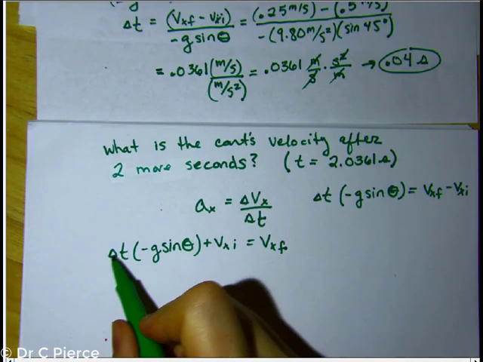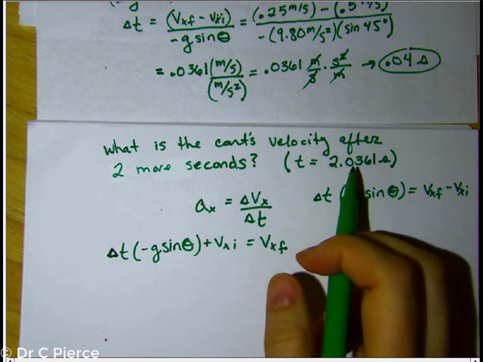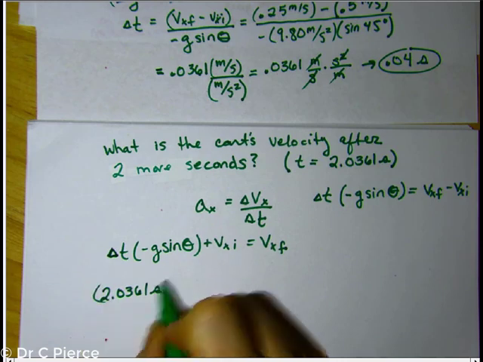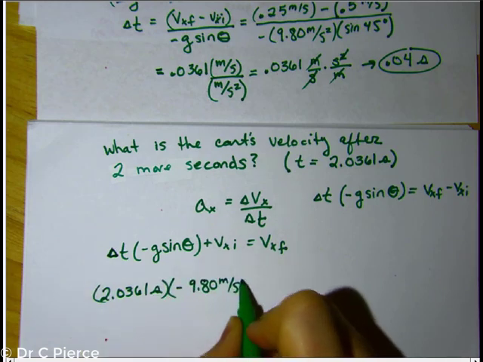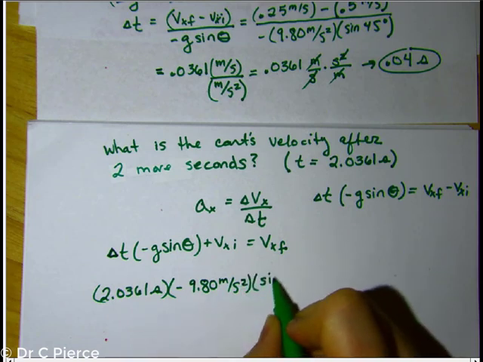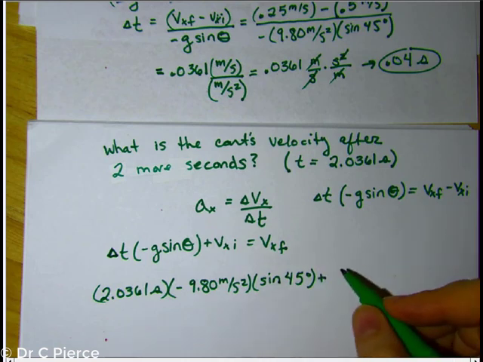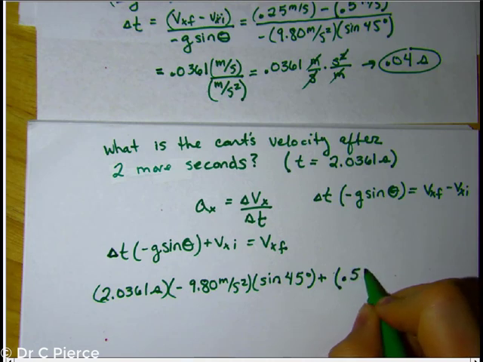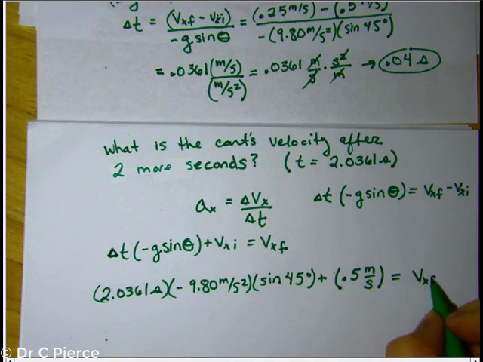So then the delta t between the very beginning of the problem and this time frame that we're now looking at would be 2.0361 seconds times negative g times sine of the angle of the ramp plus the initial velocity. And the initial velocity here was 0.5 meters per second, and it was going in the positive direction. So I plug it in as positive, is equal to Vxf.